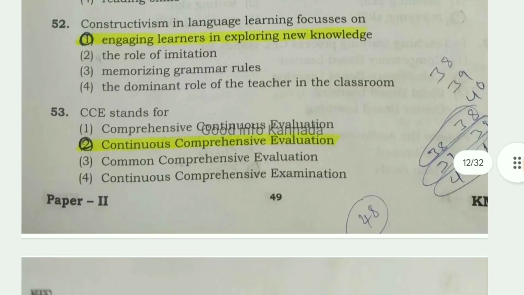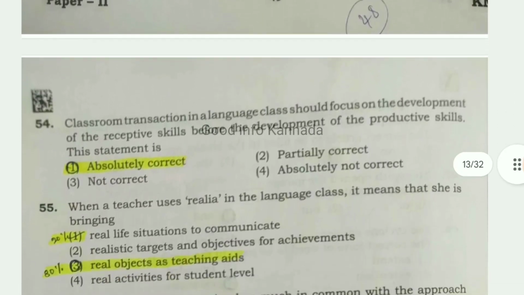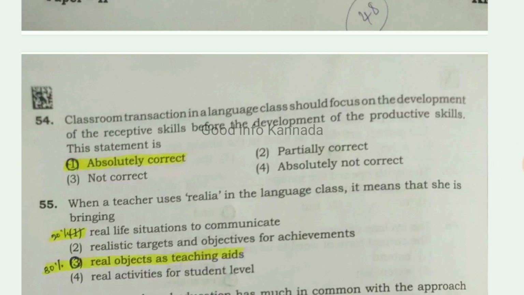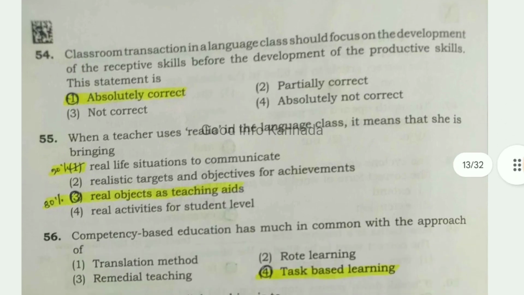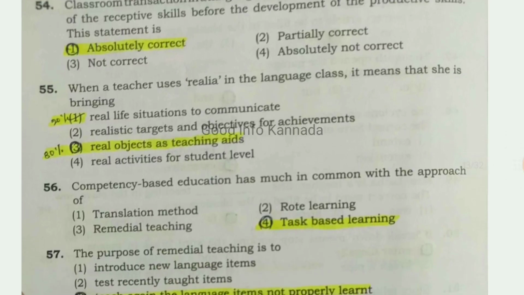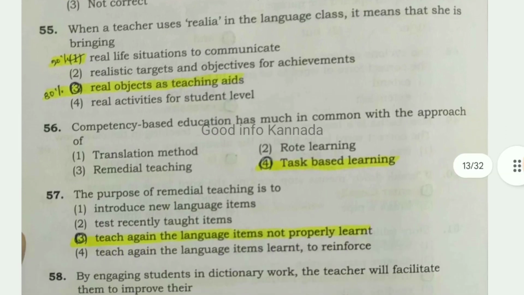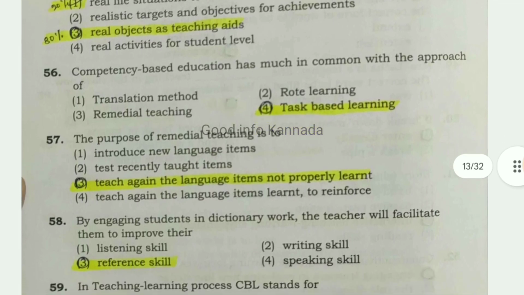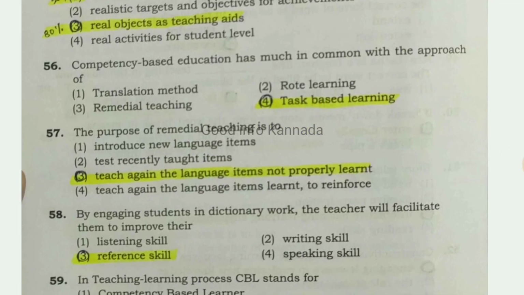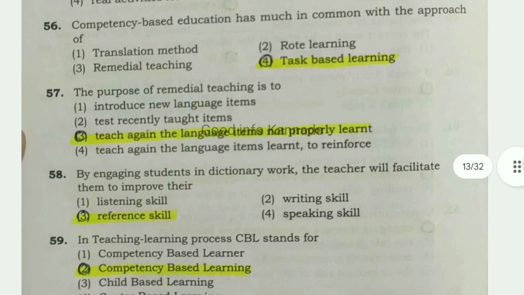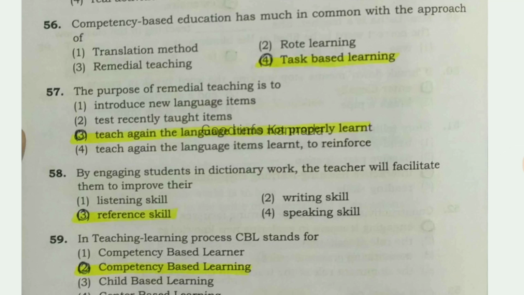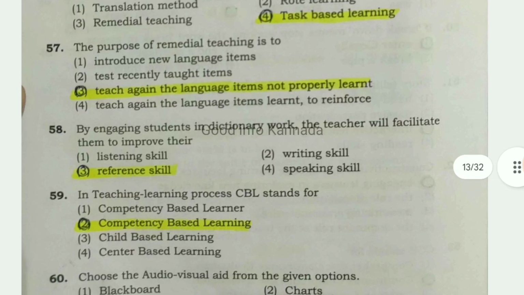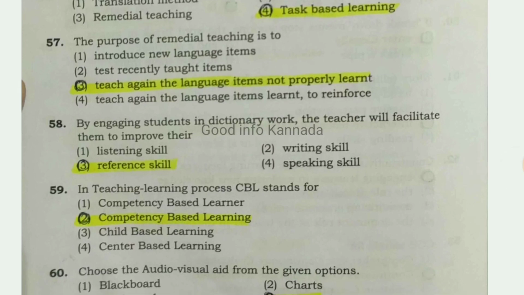CCE stands for Continuous Comprehensive Evaluation. Classroom transaction in a language class should focus on the development of the receptive skills before the development of the productive skills. This statement is absolutely correct. When a teacher uses realia in the language class, it means that she is bringing real objects as teaching aids. Competency-based education has much in common with the approach of task-based learning. The purpose of remedial teaching is to teach again the language items not properly learned. By engaging students in dictionary work, the teacher will facilitate them to improve their reference skill. In the teaching learning process, CBL stands for Competency Based Learning.